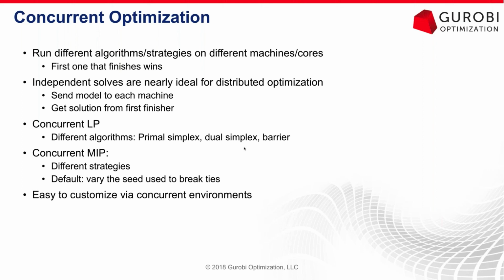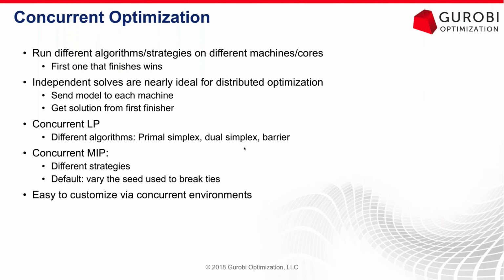Again, we're taking a single model, we want to run it on different computers, and we're going to use different parameters and see if one of them leads to a faster solve time. So we're going to send a copy of the model to each machine, give it slightly different parameters, find which one gives us the fastest solution, and return that back.